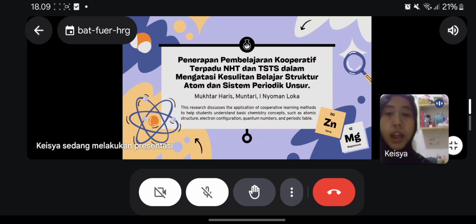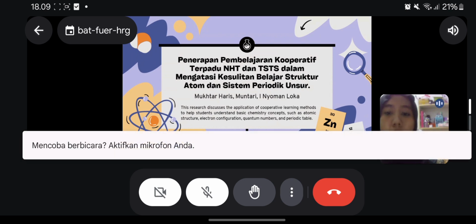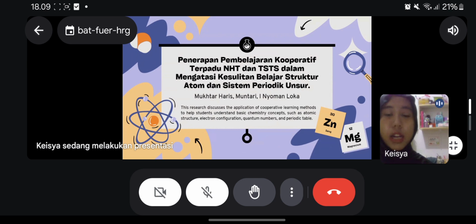This journal was written by M. Harif, M. Muntari, and E. N. Loka and published in the Pijar MIPA Journal in 2019. This research discussed how cooperative learning methods consisting of Numbered Heads Together or NHT and Two Stay Two Stray or TSTS can help students understand complex chemical material such as atomic structure, electron configuration, quantum numbers, and periodic table. This article aims to improve students' understanding through an interactive and collaborative approach.